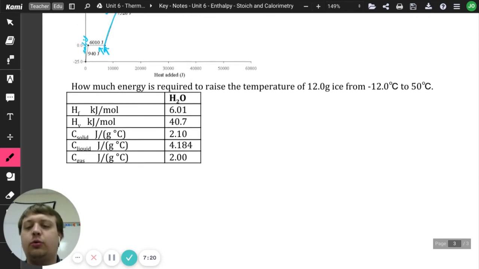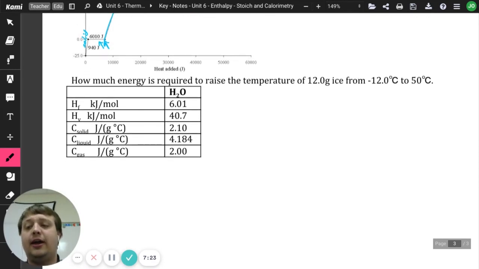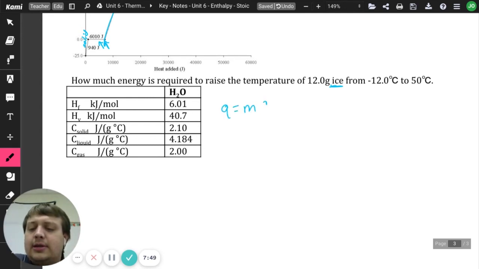So let's take a look at this problem. It says, how much energy is required to raise the temperature of 12 grams of ice from negative 12 degrees Celsius to 50 degrees Celsius? Now, we are talking about ice. We do have a phase change that's occurring because we know that ice melts at 0 degrees Celsius, and we know it boils at 100 degrees Celsius. So we do have one phase change that occurs. We go from a solid to a liquid. So let's keep that in mind. So I've got Q equals MC delta T. And I'm going to use this for any time I've got 100% of a state of matter.